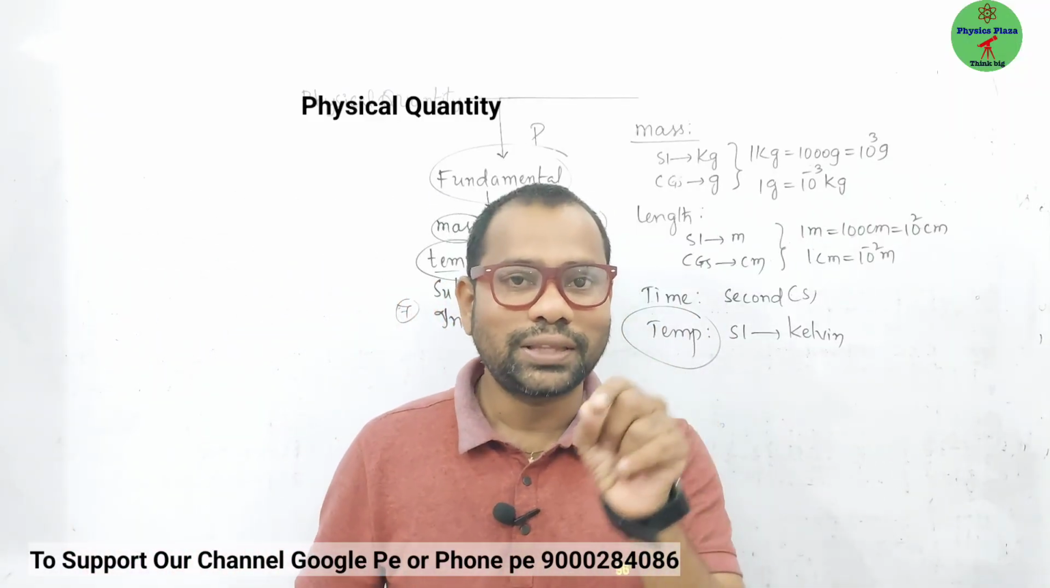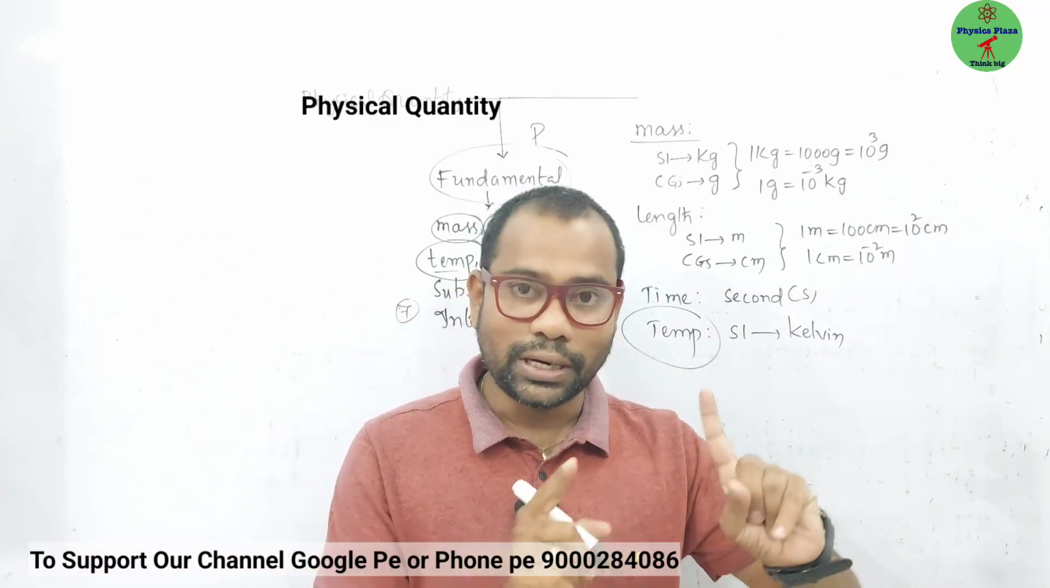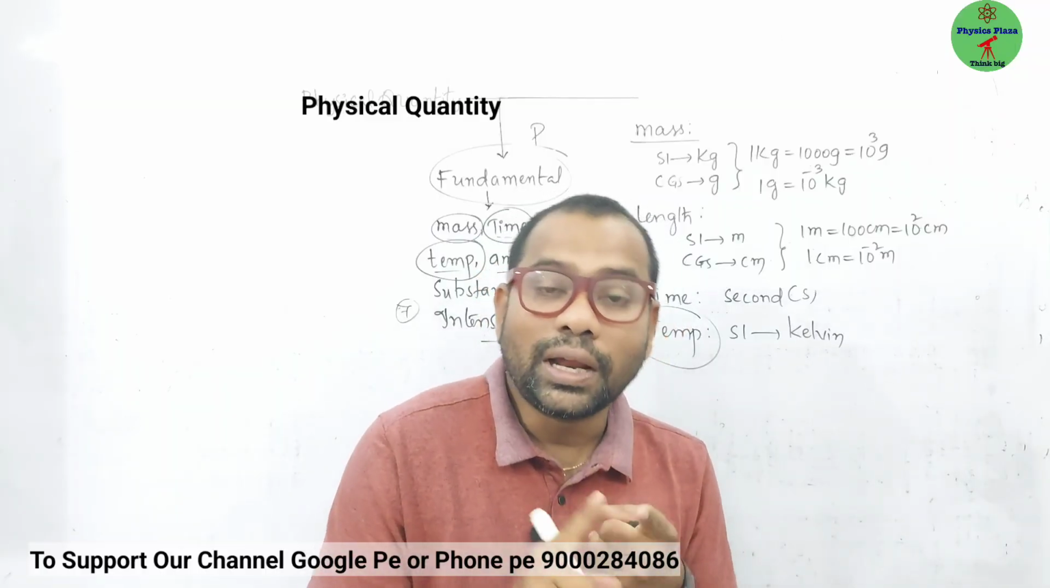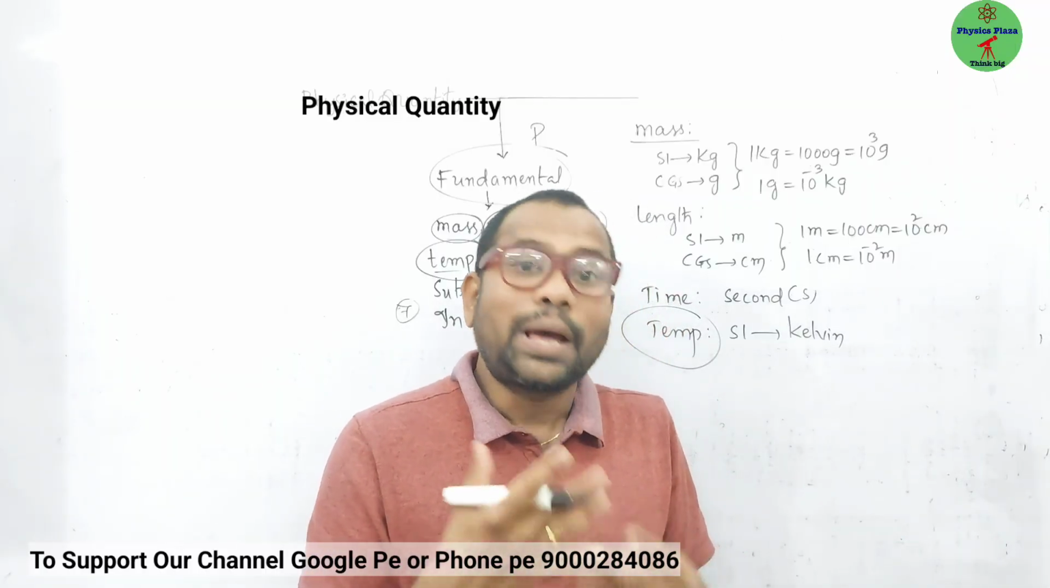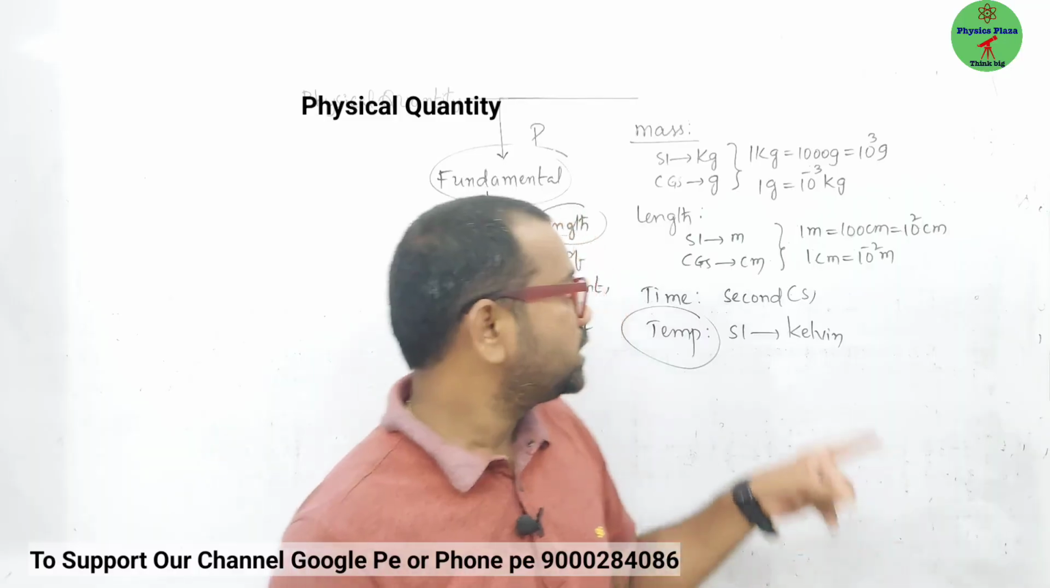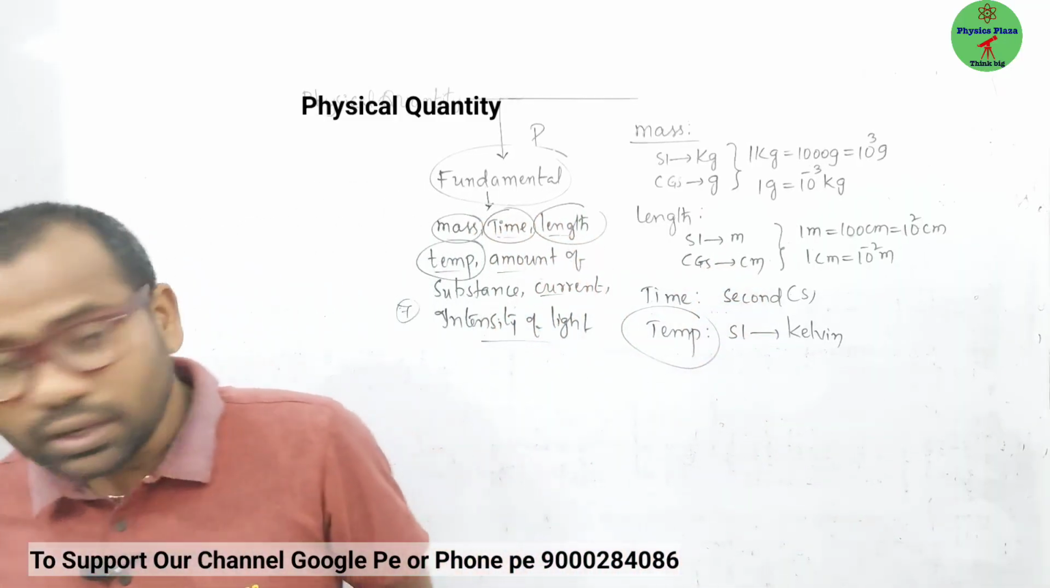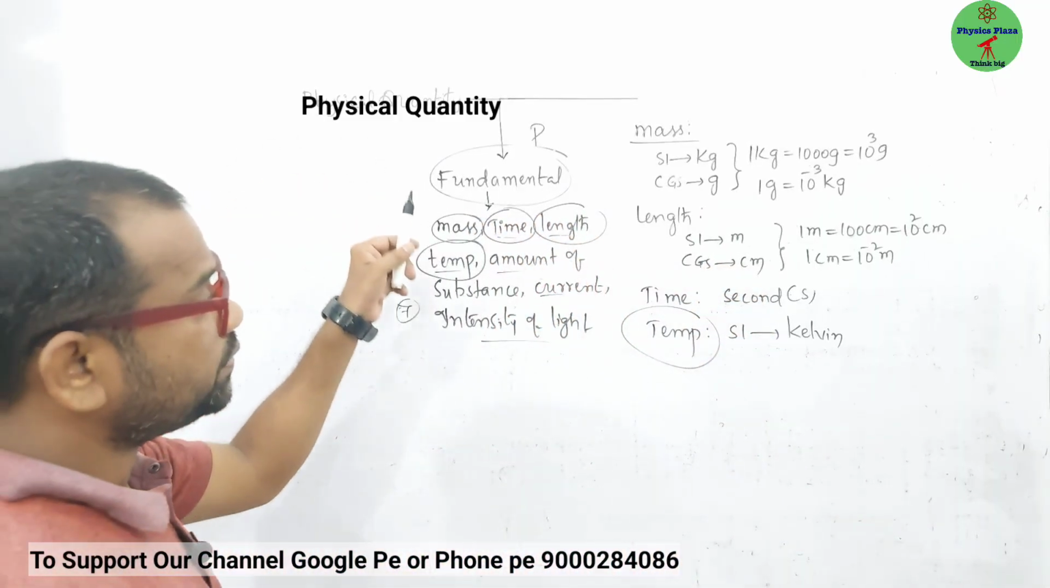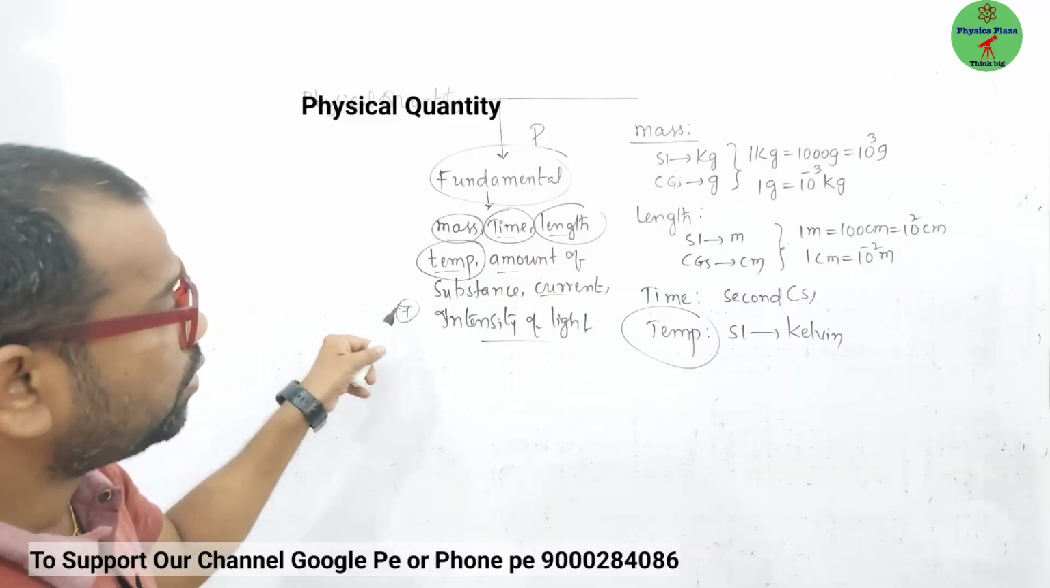By using a device called a thermometer. So in class 6, you had learned about the clinical thermometer and also the laboratory thermometer. So these are the concepts. Okay, fine. So this is about physical quantity and the types of physical quantities, and these are the fundamental quantities.